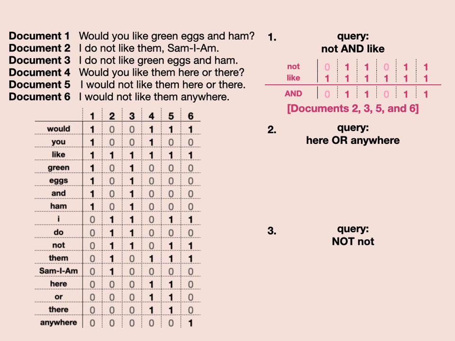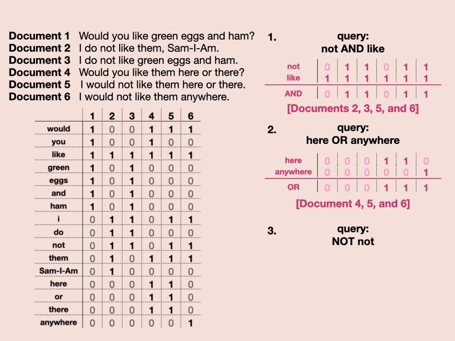Great. Let's do or. Here or anywhere. Now, or is an actual term as well, so we're talking about the logical or in this example. So we'll pull out the one for here. We'll pull out the one for anywhere. So any document that contains here or anywhere, so anything that's pertaining to space, right? We can run the operation again. So 0 or 0, no. 1 or 0 or 1, yes. So the back 3 documents, 4, 5, and 6, would satisfy this search condition.